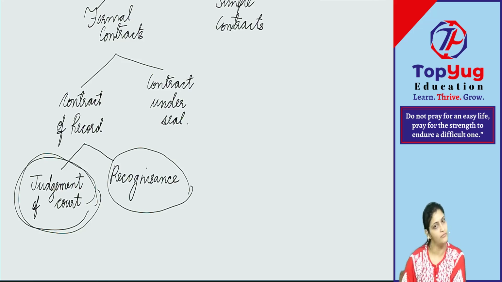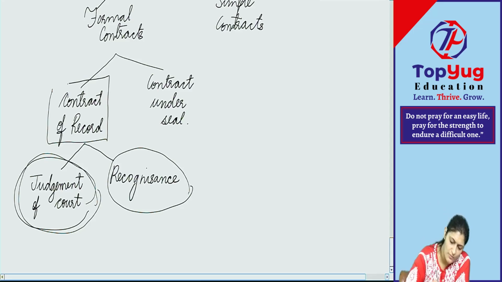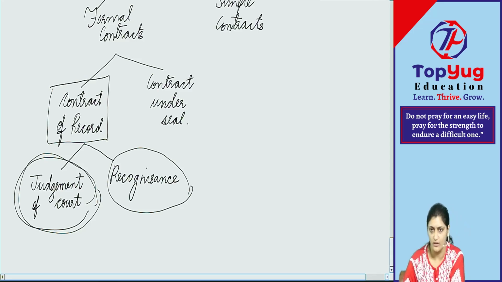Recognizance. Understood this point? What is judgment of court and recognizance? Got the difference? In judgment of court, there is a judgment of court between two normal parties. But in case of recognizance, it is the law and a normal party. Clear with this? Yes or no? So that comes under your contract of record: judgment of court and recognizance.